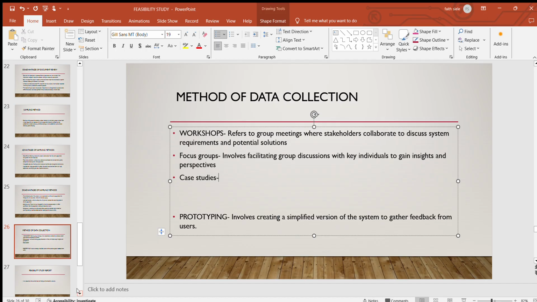So choosing the appropriate data collection method really depends on various factors. Let's say research question or even availability of resources. It may depend also on the desired level of detail and even the target population. And often a combination of methods may be used to obtain a more comprehensive understanding of a particular topic.